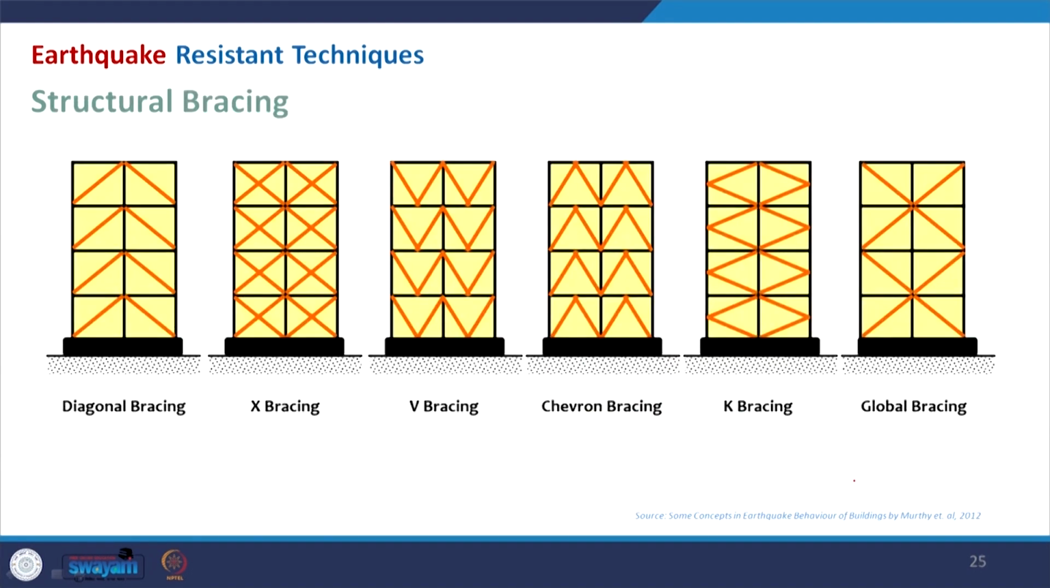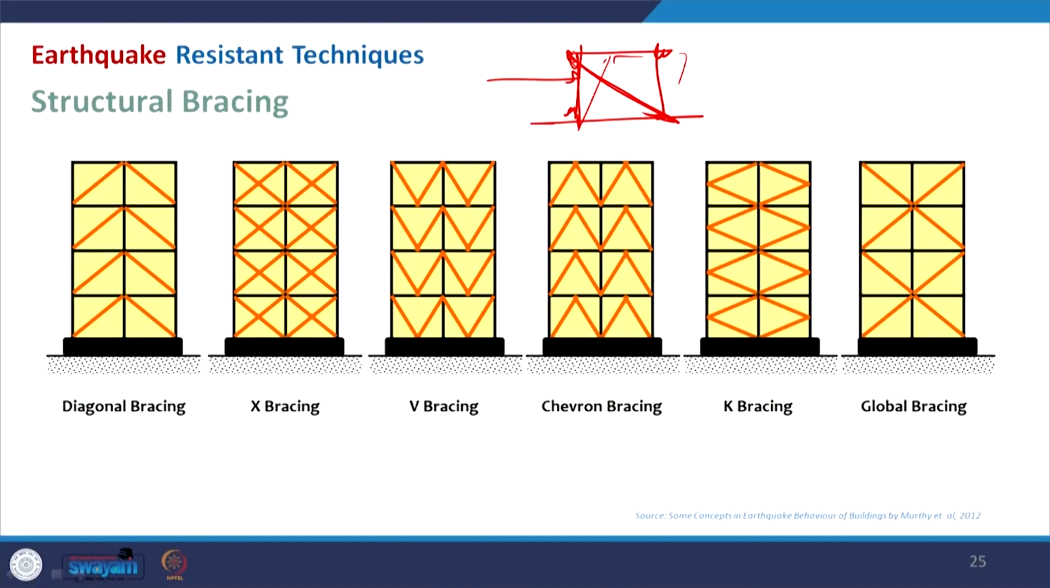Coming to the bracing of the structure, which we have discussed previously in various cases where we have this frame, due to lateral load it will always try to deform. If we just use a diagonal strut, that will increase the stiffness of the structure, and depending on the position and the shape, the bracing can be classified as follows in the slide.